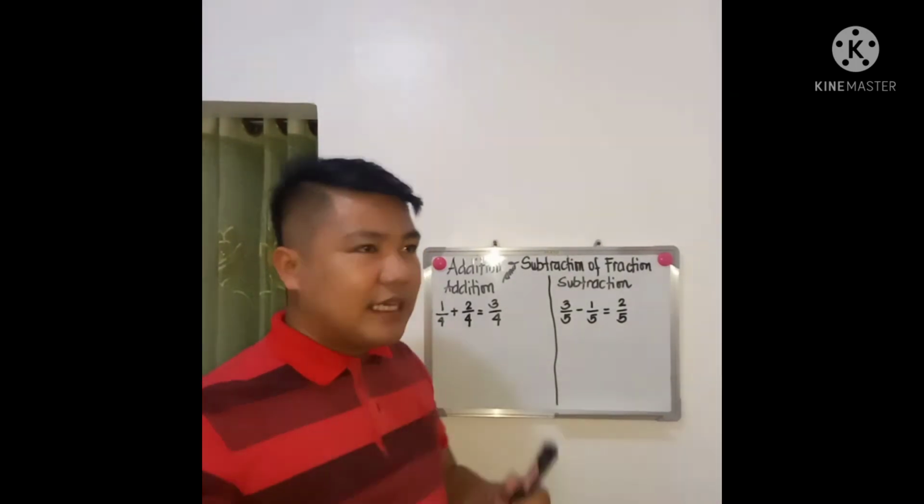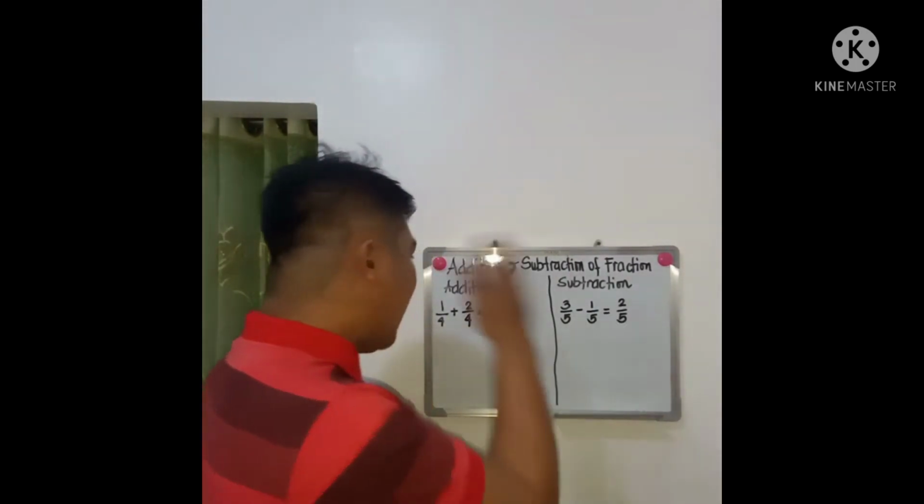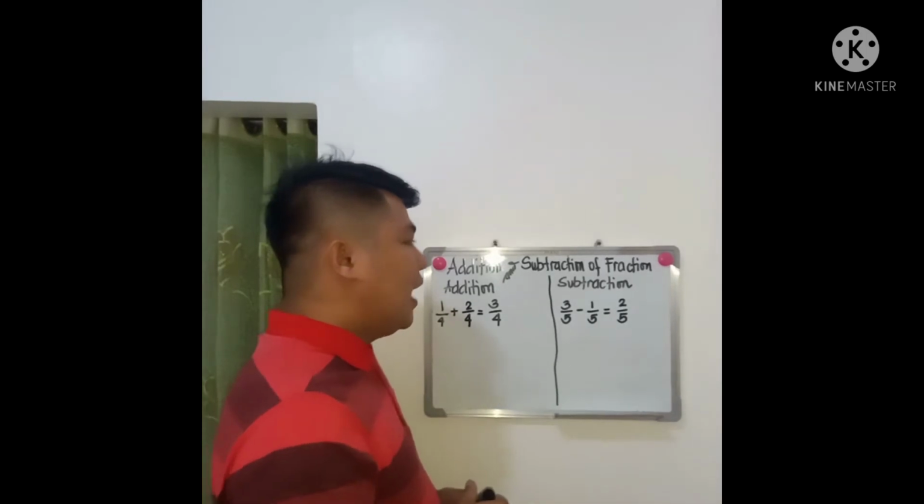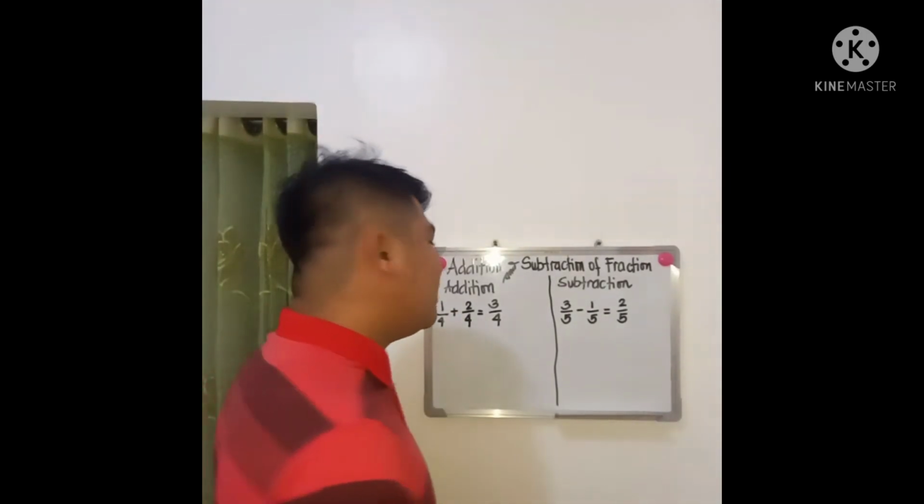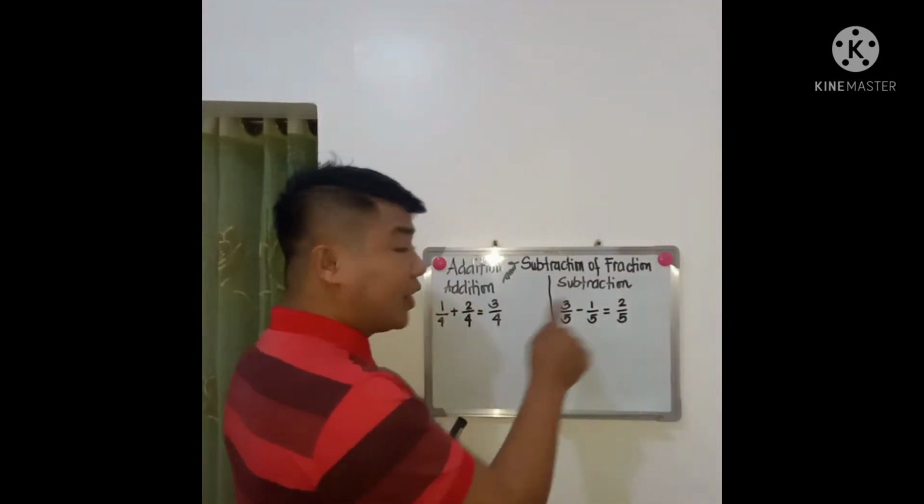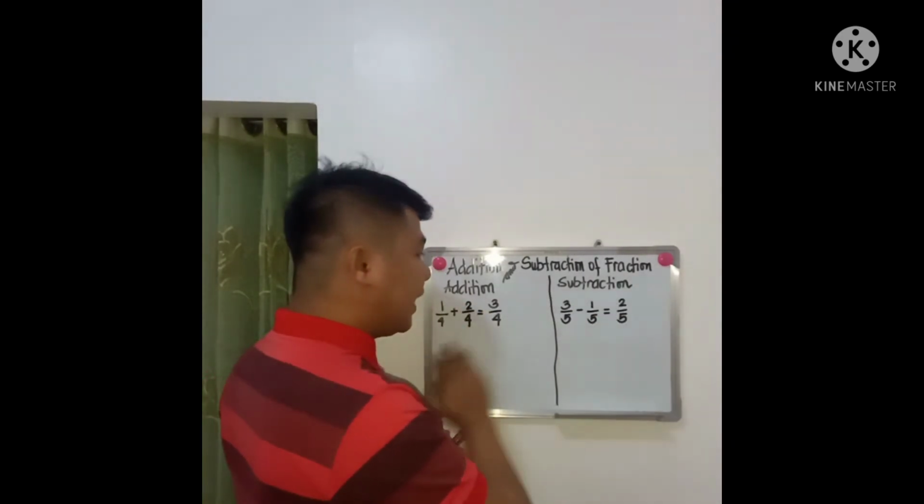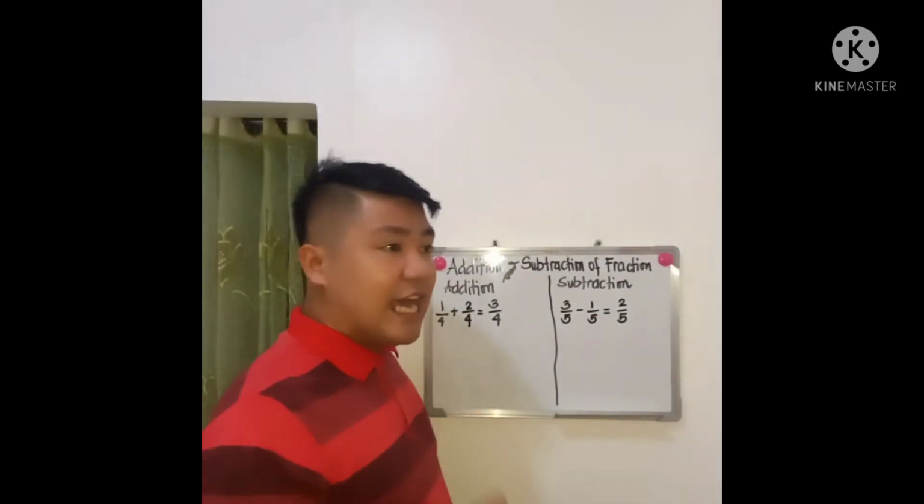So this time, we will have to discuss addition and subtraction of, first, similar fractions. It's actually very easy, no? In adding and subtracting similar fractions, you can just simply add or subtract the numerator and simply copy the denominator.